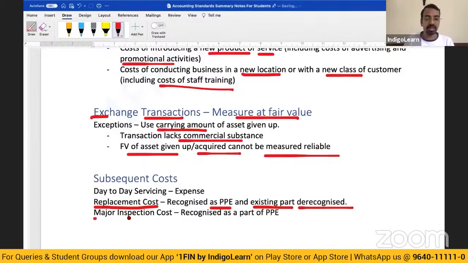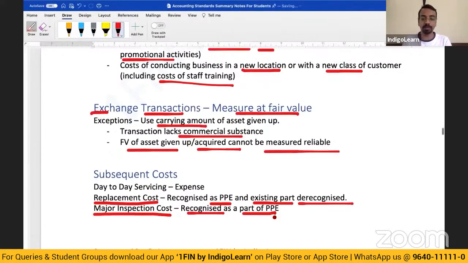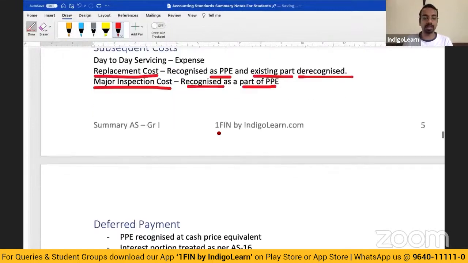Then, if there are major inspection costs, this happens in the case of aircrafts, ships and all of those things where you need to carry out major inspections frequently, let us say once in 3 years or once in 5 years, even that is recognized as a part of PPE. Though it is not covered in so much depth at the level of CA Inter, what actually happens is whenever you purchase an aircraft, for the first 3 years, you don't need to carry out any inspection. So it is assumed that this inspection cost is also a component of the cost of the aircraft, and you will do the accounting and depreciation accordingly. So that is what is done with the subsequent cost.